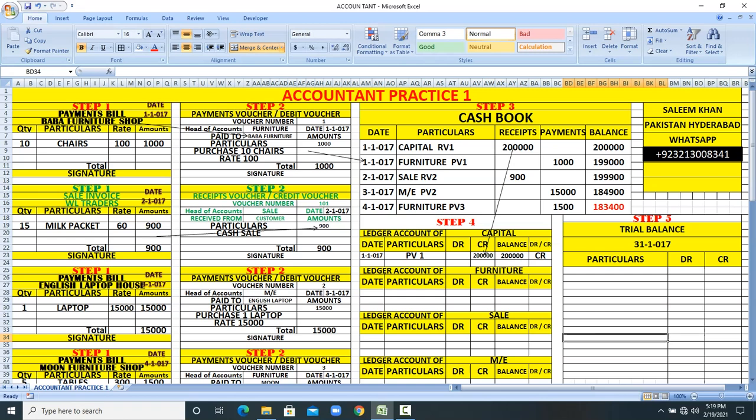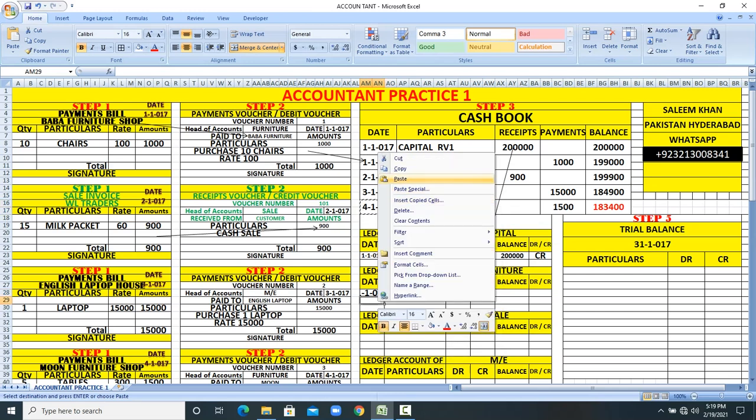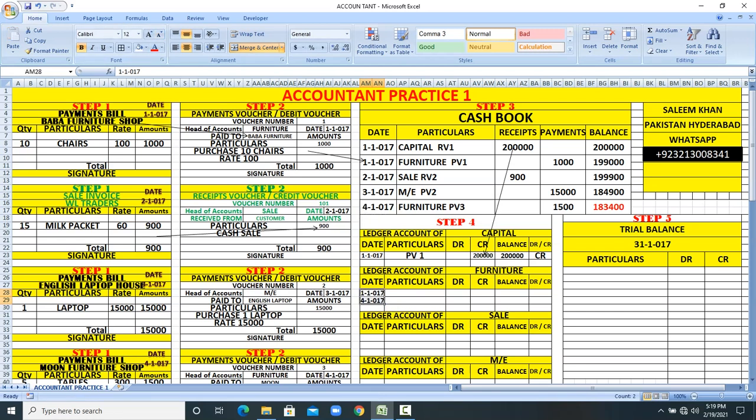Okay, dear student. Now furniture. Furniture, we write this one furniture debit. PV1 amount 1000 we write here. Payment side we write in the debit side, 1000. PV3 this 1500. Payment side we write in the debit side. Okay, dear student, balance 2500 DR.